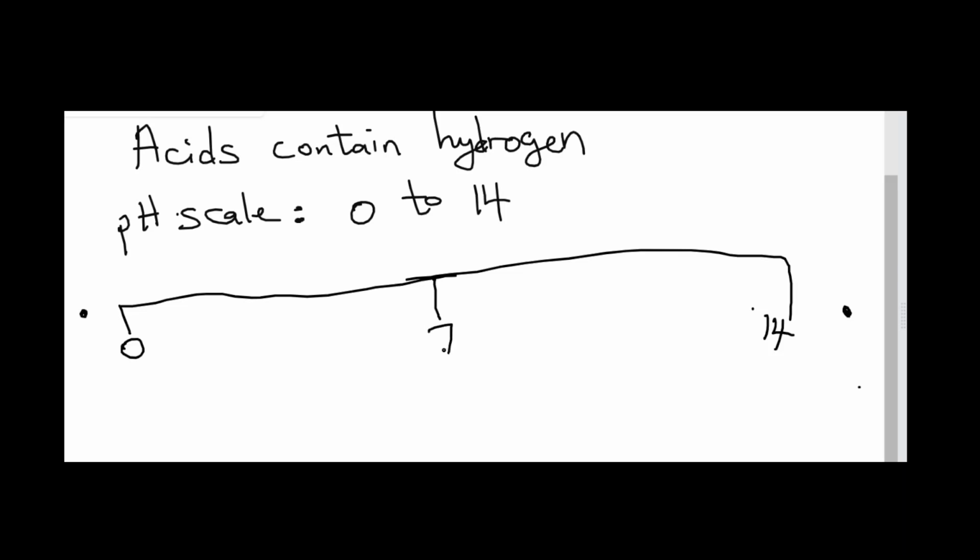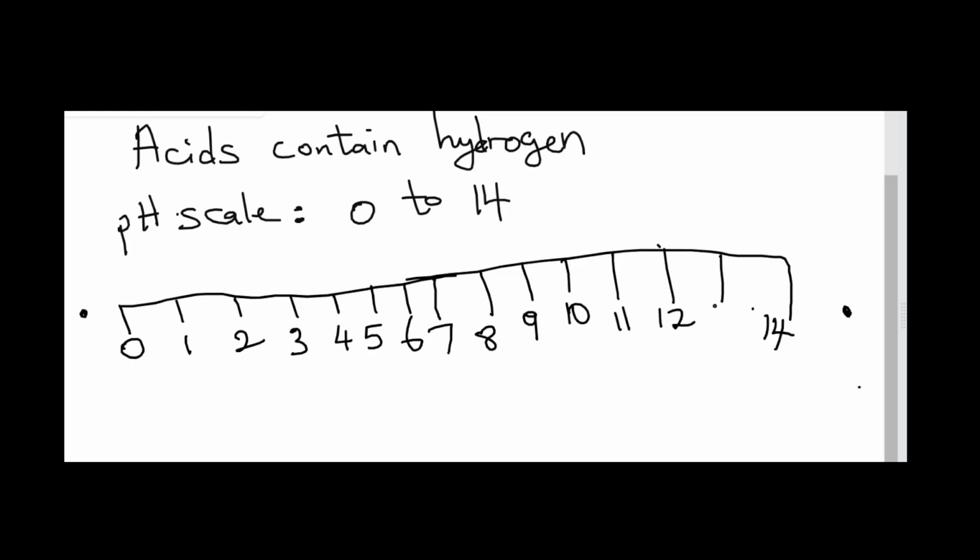Then the middle, which tells us that a solution is neutral, must be 7. Okay, and then you can fill in the other numbers. So here we would have 1, 2, 3, 4, 5, and then 6. And here would have 8, 9, 10, 11, 12, and 13. Okay, so that is exactly what a pH scale looks like.